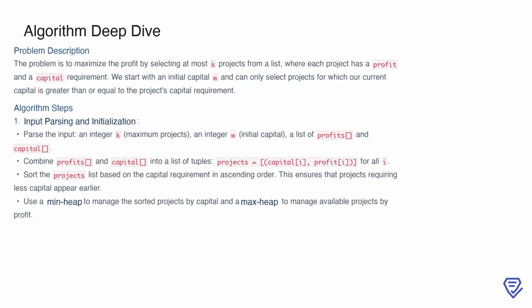We then combine the profits and capital into a list of tuples, where each tuple represents a project as capital, profit. Next, we sort this list in ascending order based on the capital requirements. This ensures that projects with lower capital requirements are handled first. To efficiently manage these projects, we use two heap data structures, a min heap to track projects based on their capital requirements, and a max heap to manage the profits of feasible projects. These heaps will allow us to select projects efficiently during the algorithm's execution.